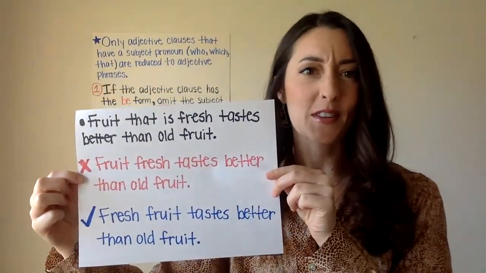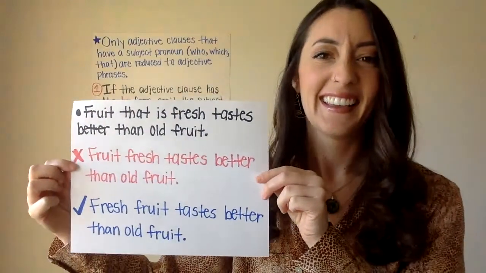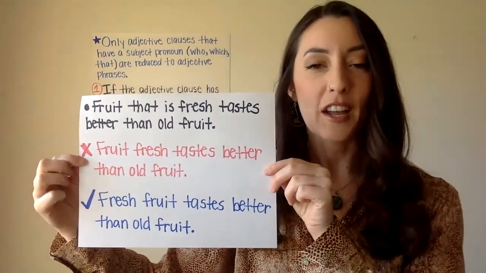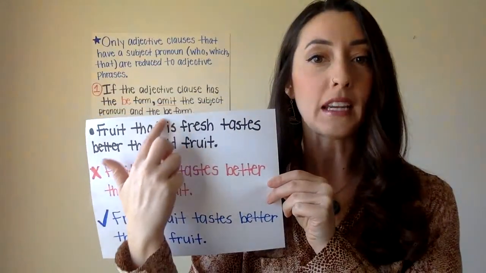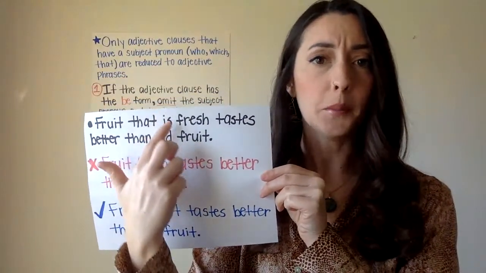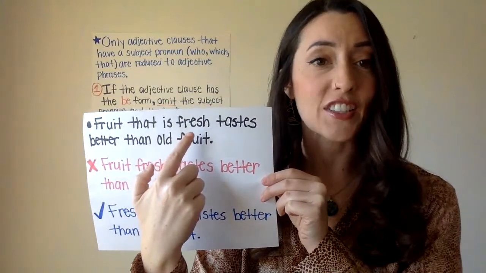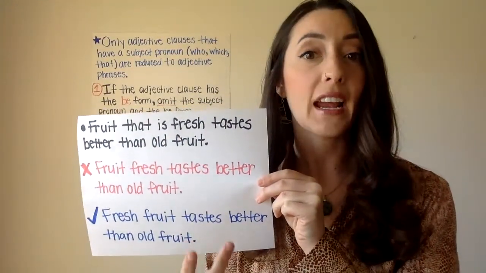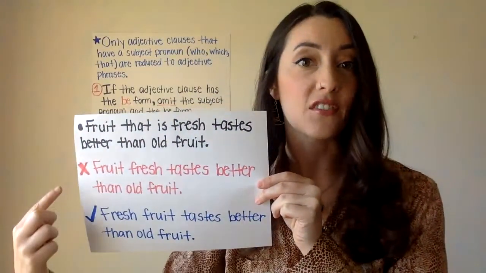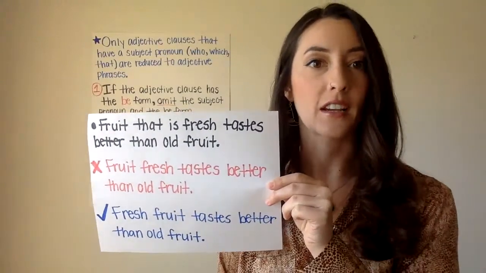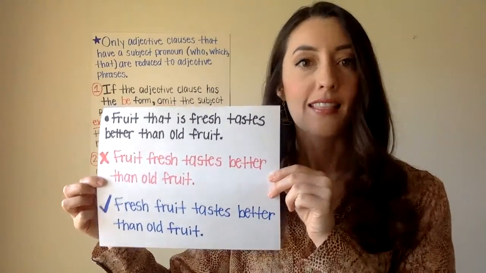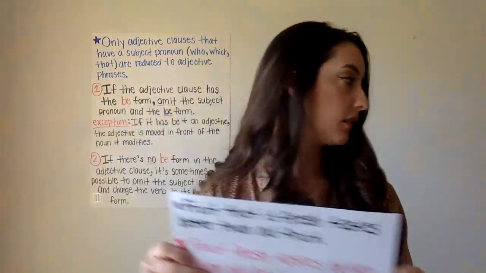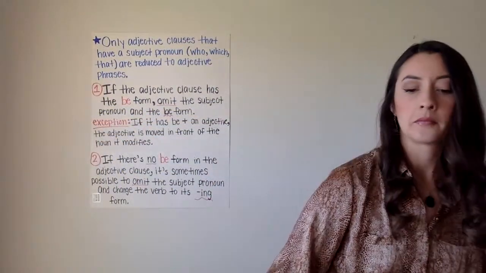Which is very true. I don't know who eats old fruit. Fresh fruit tastes better than old fruit. So remember, when you have the verb be followed by a single adjective, when you make it a phrase, you need to move that adjective before the noun that it's modifying, or else it won't make sense. All right? Let's practice just one of these.